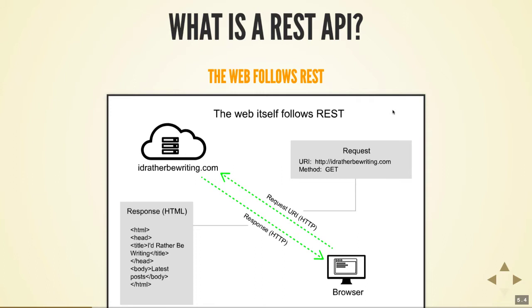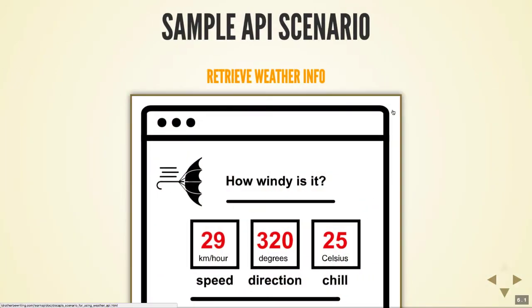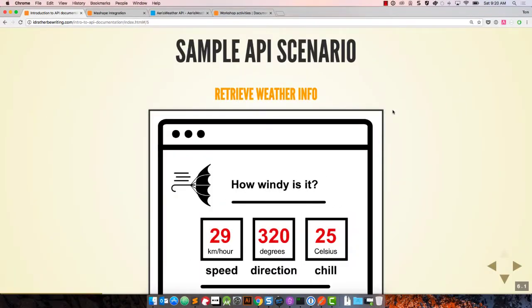But really, the same sort of principle is what powers a web API. Now let's give a sample scenario. Let's say that I wanted to make a biking app, because I want to know if it's windy out, how cold it is, how much the wind is blowing before I get out biking, right?